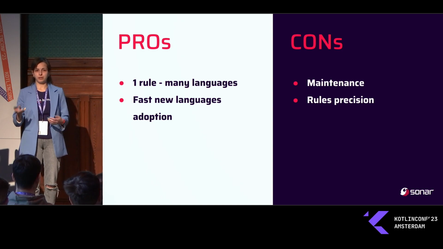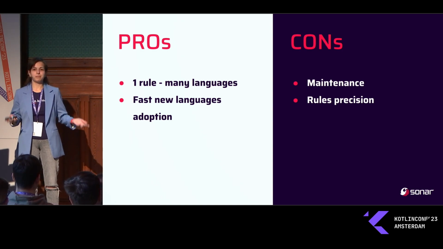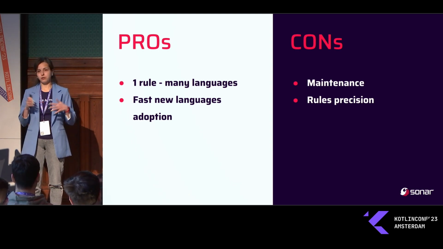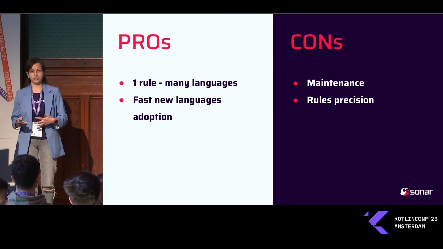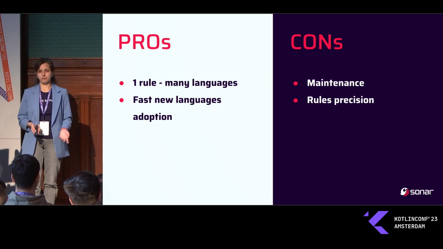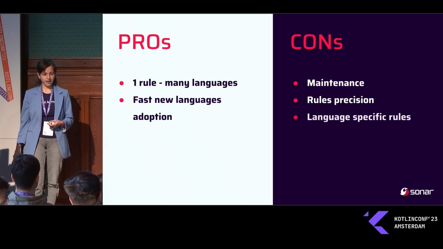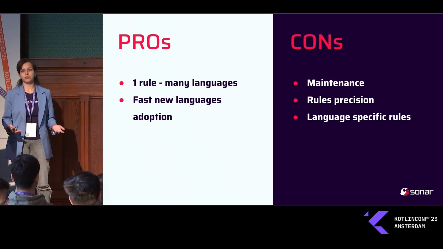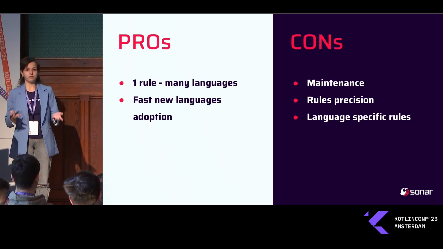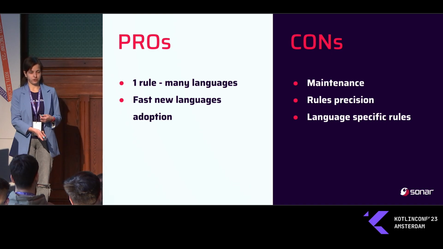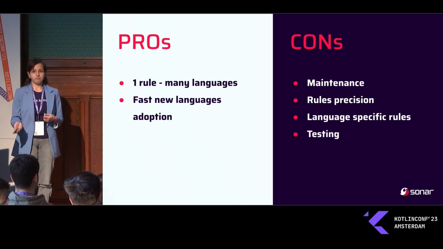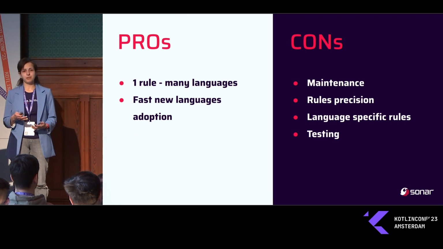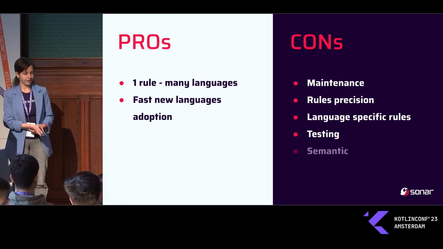Then rules precision. Because we cut some branches, the precision was pretty low. For example, in Kotlin, we had to cut object, we had to cut extension functions, so it was a pretty dumb, stupid analyzer. Language-specific rules: because of lower precision, we were also losing the opportunity to implement rules for language-specific features. Testing is harder, because now you have to test like 5 times for every rule.